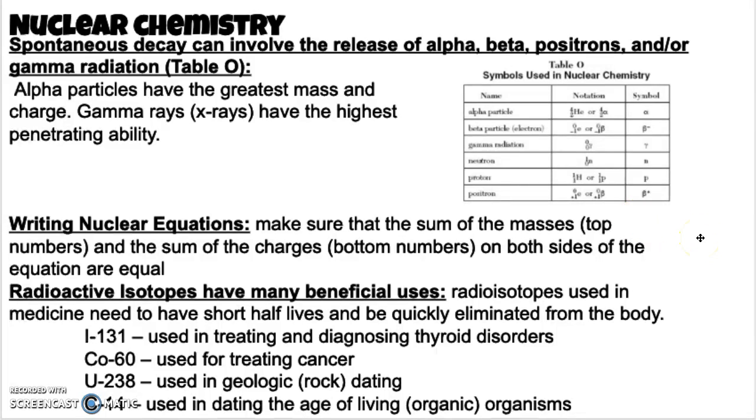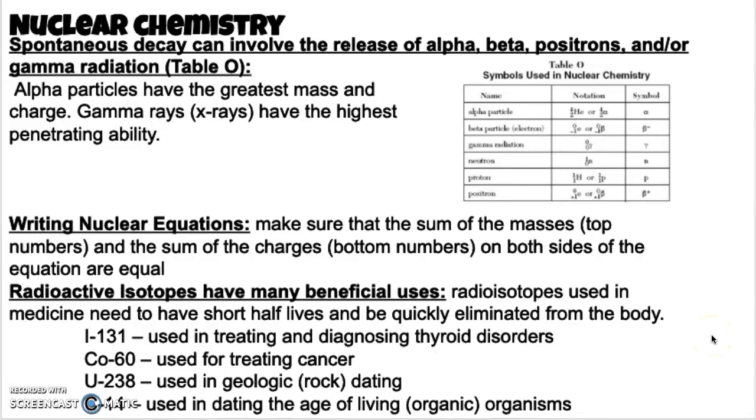Next, in this unit, we fill in nuclear equations. Sometimes they will leave out one product or reactant and you have to fill in the missing piece. Make sure that the sum of the masses, the top numbers, and the sum of the charges, the bottom numbers, on both sides of the equation are equal. That's really important. Turn the arrow to an equal sign, add, and fill in the missing value.